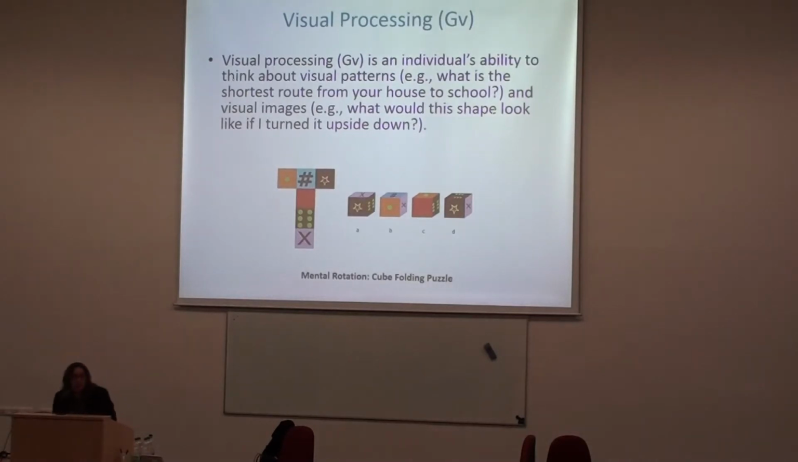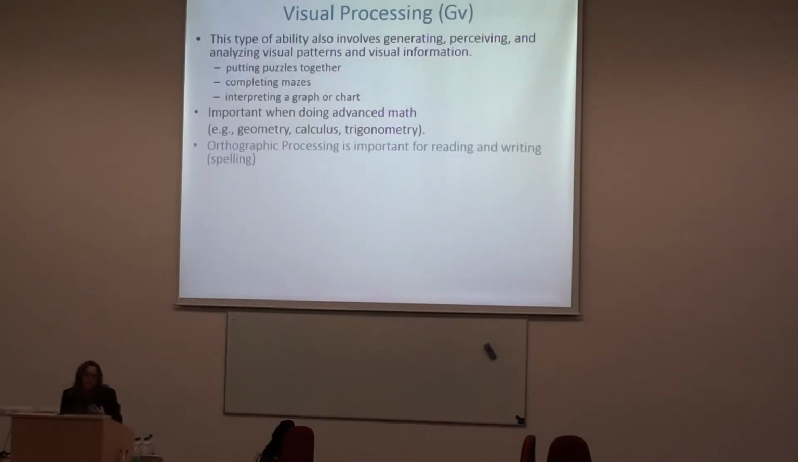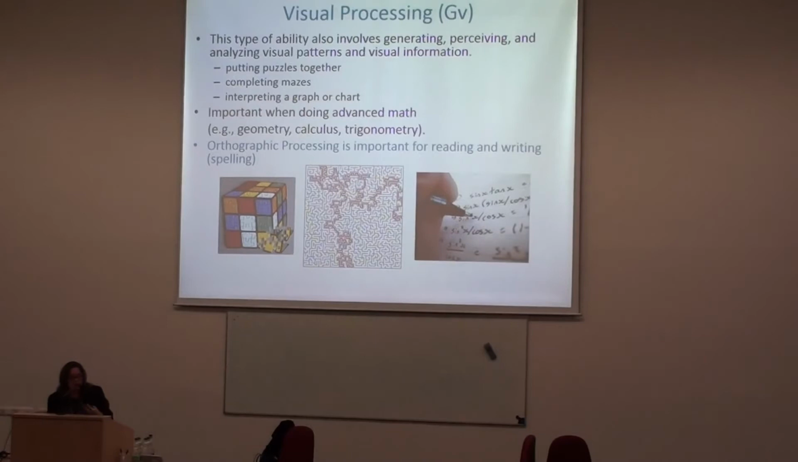Visual processing is our ability to think about visual information. What would this shape look like if I turned it upside down? Or if I folded this up into a cube, which one would it be? Those are like block design, visual processing tasks. Visual processing tasks, things like putting puzzles together, completing mazes, are related to higher level math, right? They're not really related to reading achievement. So you're on version WISC 3, which has a lot of visual processing to it. But it's not the visual processing that's related to reading.